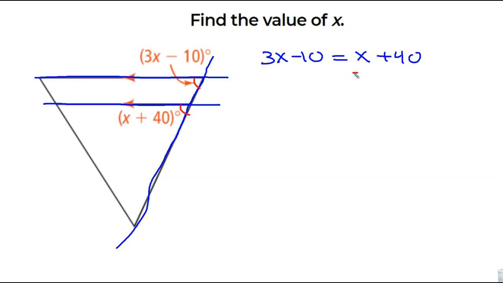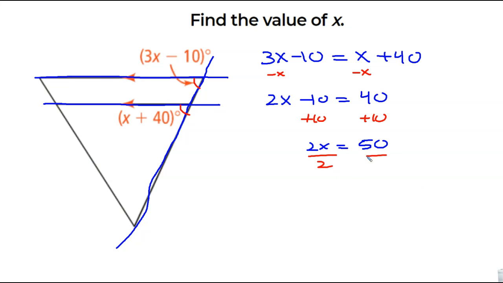Okay, running through this then, I'm going to subtract x from both sides to get x by itself. So that gives me that 2x minus 10 is equal to 40. I'm then going to add 10 to both sides. And we get 2x is equal to 50. And then we can divide both sides by 2 and end up with x equals 25. That's where our answer for this one's coming from.